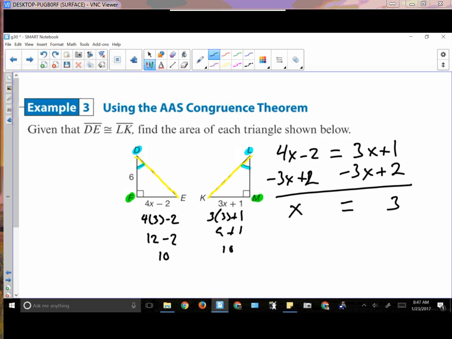So, area of the triangle. Base, which is 10, multiplied by the height, which is 6, divided by 2. Right? Boom, 30. So this would have to be 30. But of course I have no idea what this is. We're talking about area, so it's 30 units squared. Make sure that you label it appropriately.